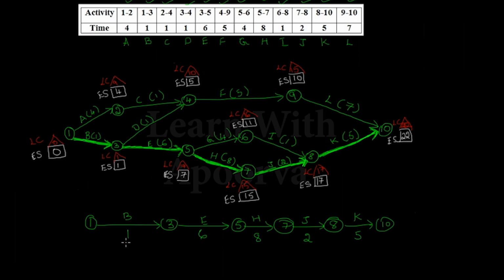If I add all these durations, 5 plus 2 is 7, 7 plus 8 is 15, 15 plus 6 is 21, 21 plus 1 is 22. So the total project duration is 22 days. We have got this with the help of the critical path.